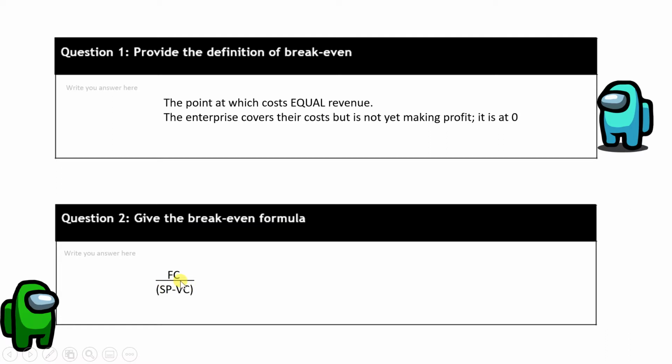Question 2, give the break-even formula. In its algebraic form, it's FC over SP minus VC. But in words, it's fixed costs divided by sales price minus variable cost.